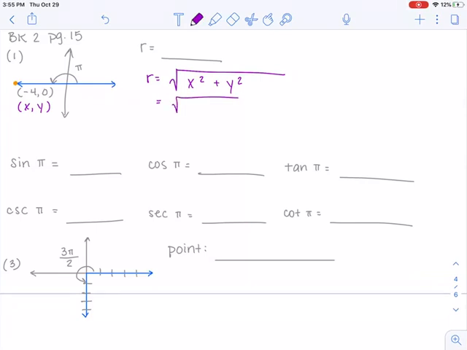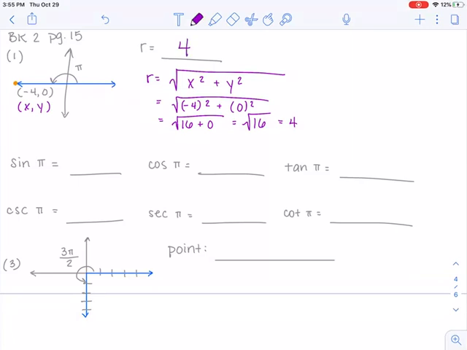So now I have the square root of negative 4 squared plus y is 0, 0 squared. Negative 4 squared is the same thing as negative 4 times negative 4, which becomes positive 16. 0 squared is 0, so plus 0. That just becomes irrelevant, which becomes the square root of 16. And the square root of 16 is equal to 4. Therefore, your r is equal to 4.